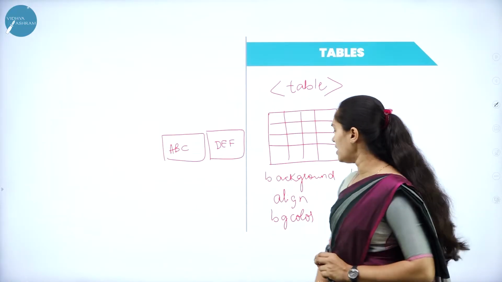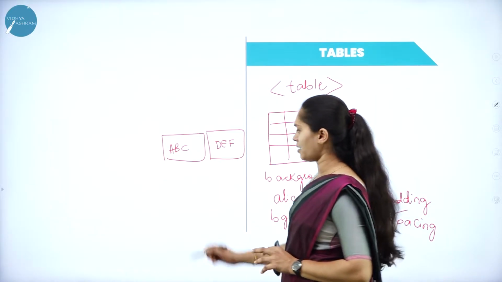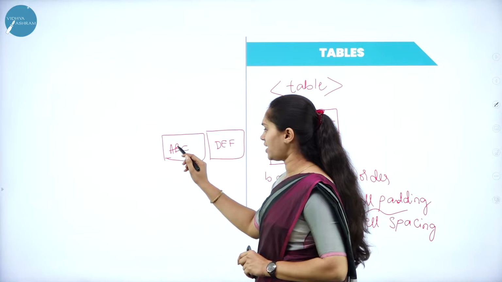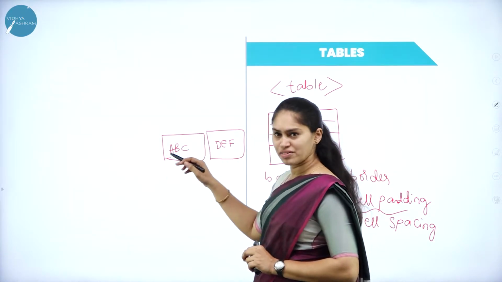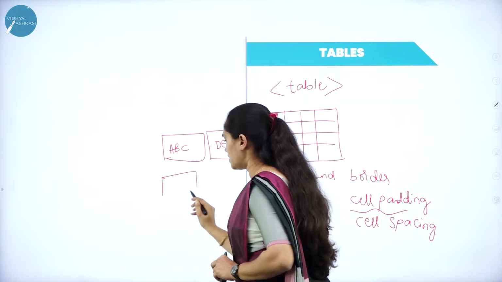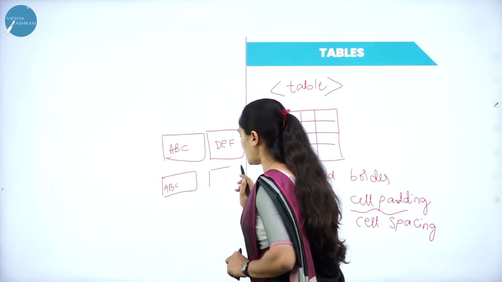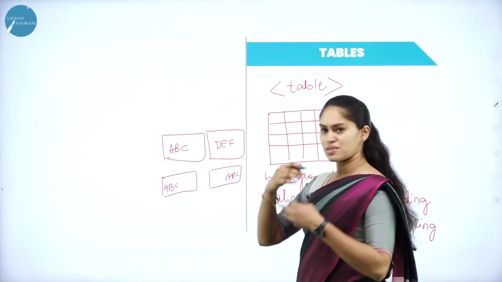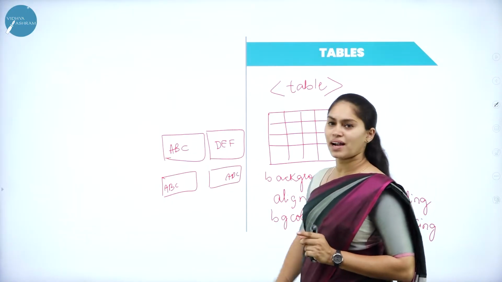For example, regarding cell padding, this is the space between the text and the edge of the cell. For example, if I want the text to be in the middle of a cell, or at the left or right of a cell, the space between the text and the cell border is what cell padding is all about.